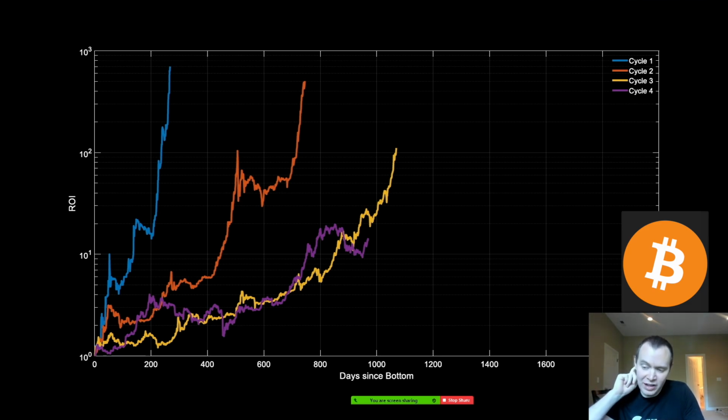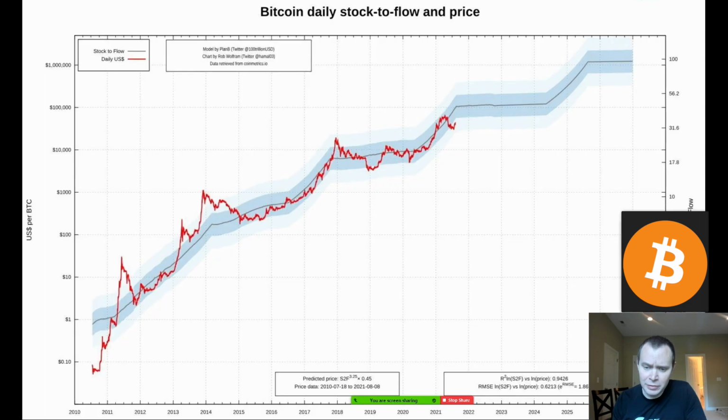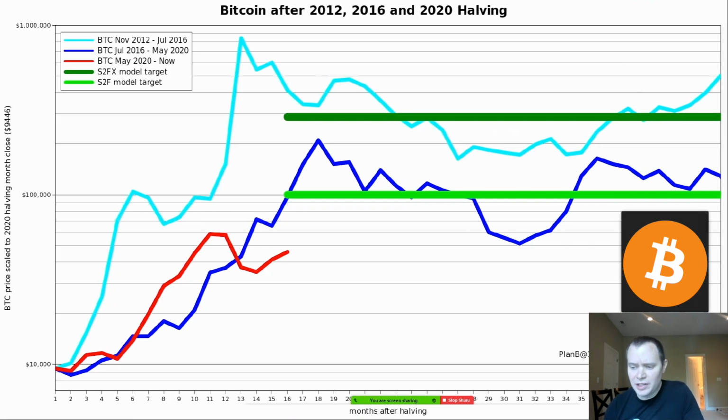Because in order for us to have diminishing returns, as measured from the cycle bottom, it just means we can't go above 300K. But as measured from the halving, which is what you have it as, it would mean not going over 250, I believe.